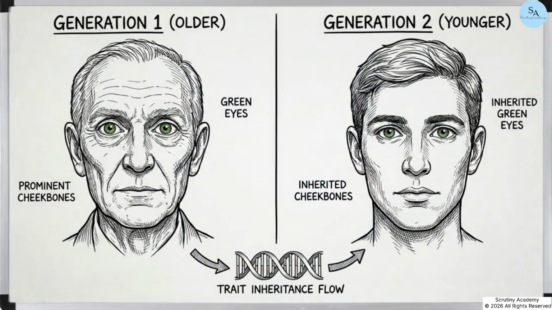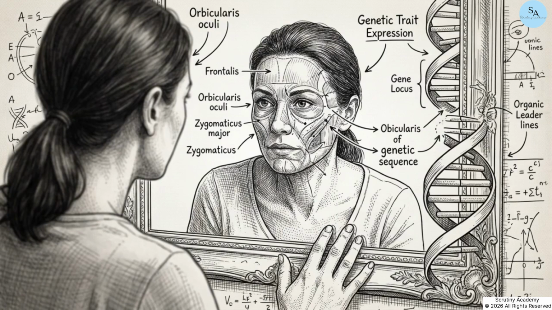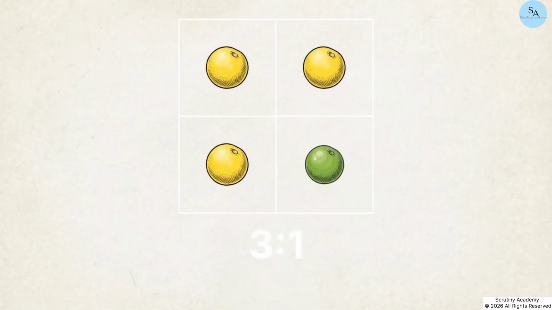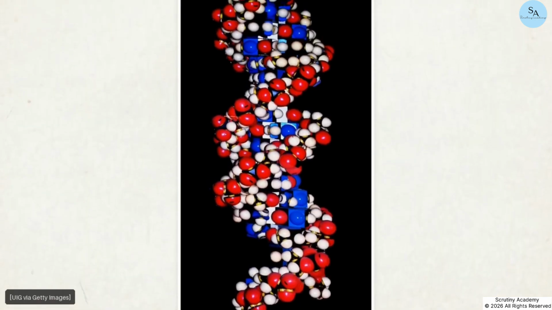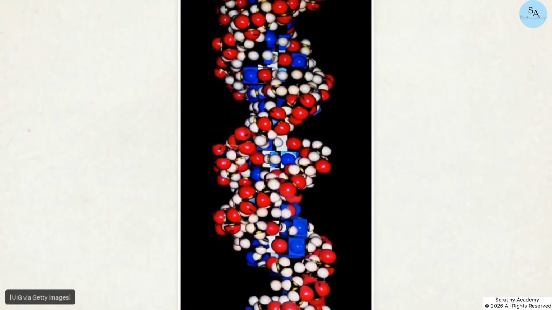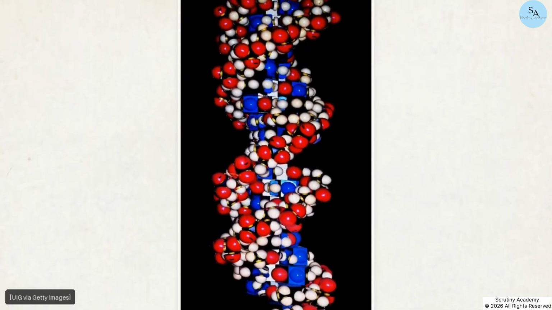Why do you share specific physical features with your parents, but not others, while some traits seem completely unique to you? Scoring full marks on this topic requires moving past the mirror and into the predictable mathematical ratios that govern how these traits are passed down. Modern genetics identifies genes as the segments of DNA that control every physical characteristic.